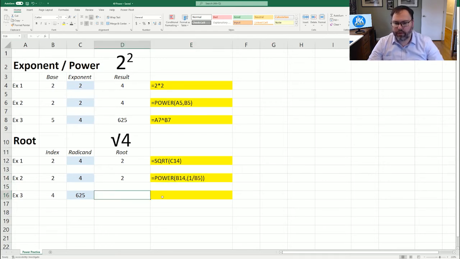Now, for our third example, let's look at the same equation as we did before. How do we go about that again? So we'll hit the equal sign. We're going to select the number we want to find the root of. We'll hit Shift and 6 to bring up the caret. Open the parentheses, 1 divided by the exponent from our example above. Close out those parentheses and hit enter. And you can see our base numbers 2, 2, and 5 are the same over here as our root answers. And I will show you that equation real quick.